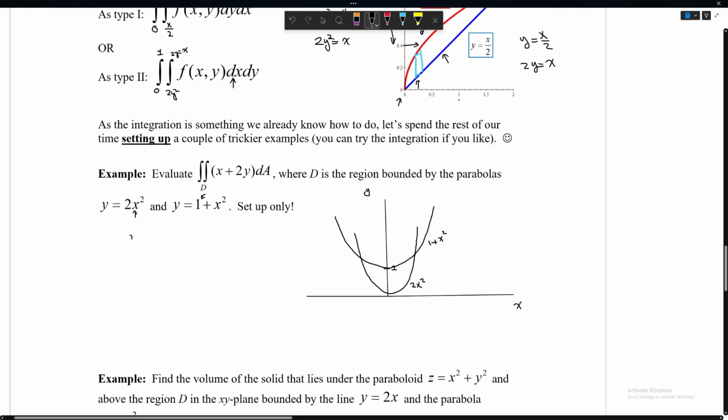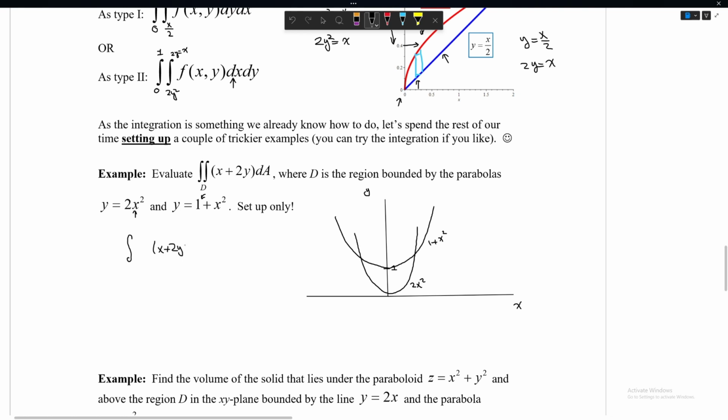So my inside bound, let's say we have x plus 2y, and let's say I have dy dx. Or you can do dx dy, up to you. We're going to do dy dx. And so for my bound for the y, I am reading it from bottom up. From bottom up, we know 2x squared comes first, and then going up, it's 1 plus x squared. All right. Now, my second integral.